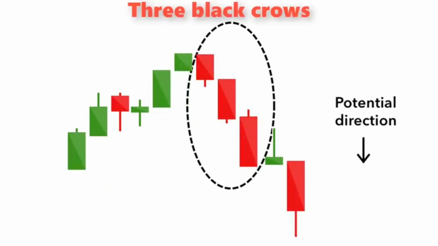3 Black Crows. The 3 Black Crows candlestick pattern comprises 3 consecutive long red candles with short or non-existent wicks. Each session opens at a similar price to the previous day, but selling pressure pushes the price lower and lower with each close. Traders interpret this pattern as the start of a bearish downtrend, as the sellers have overtaken the buyers during 3 successive trading days.